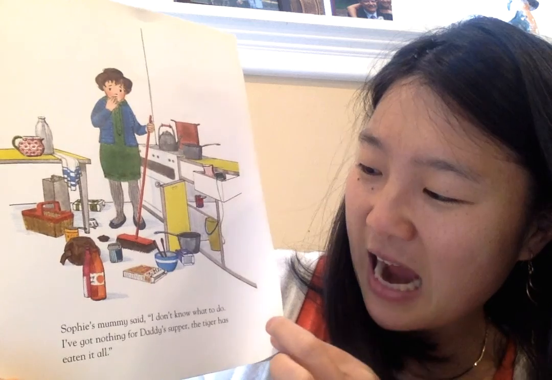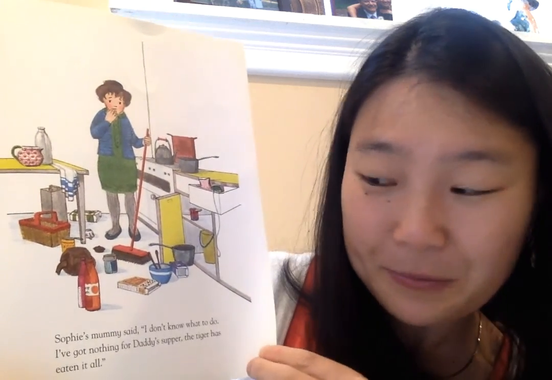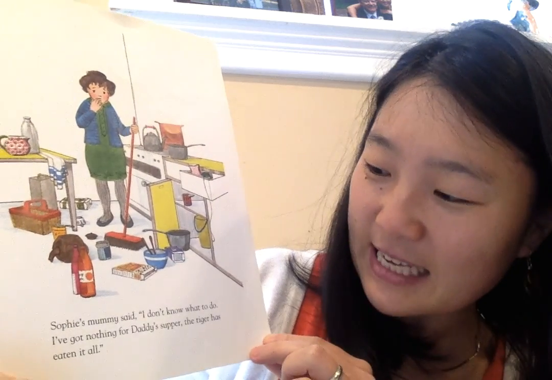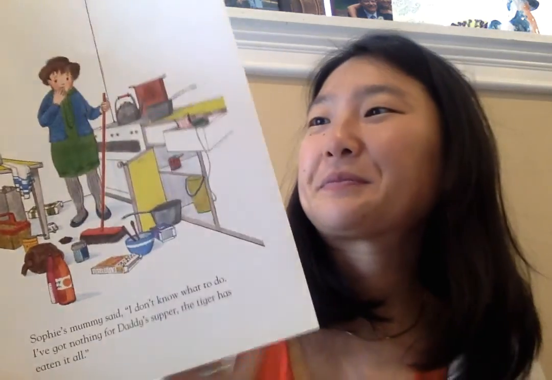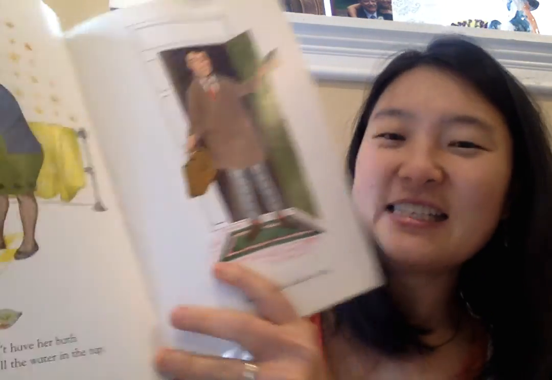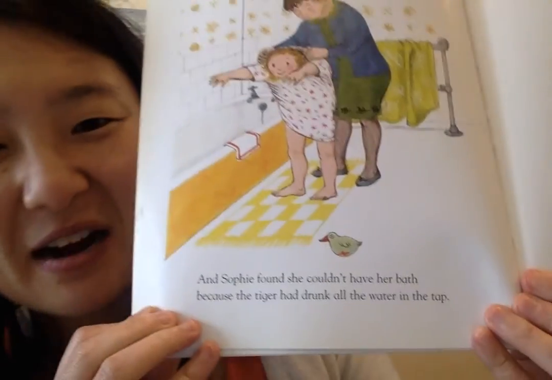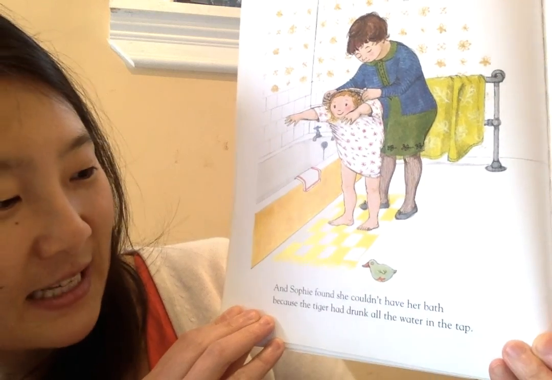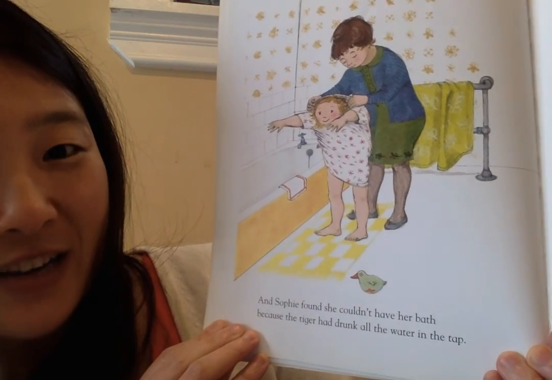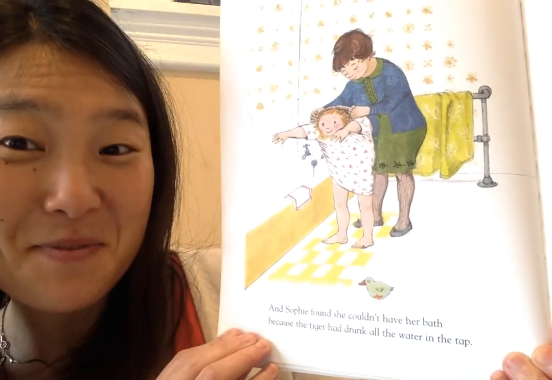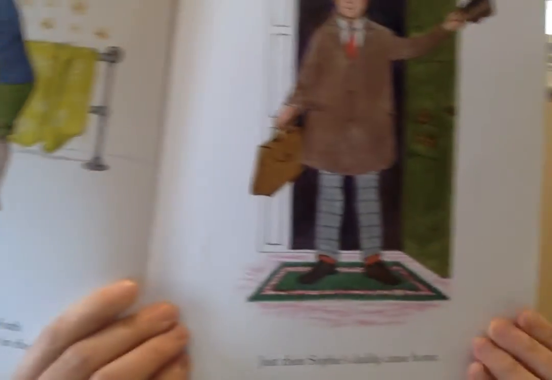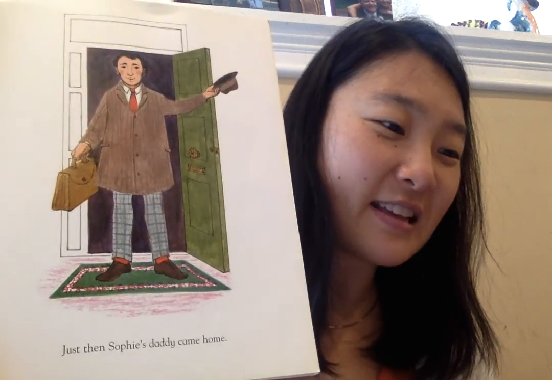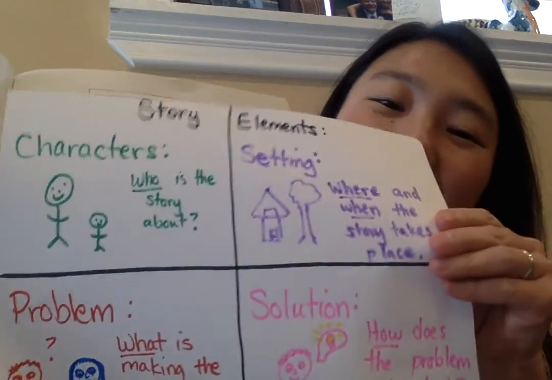Sophie's mummy said, "I don't know what to do. I've got nothing for Daddy's supper, and the tiger has eaten it all." And here's another part of the problem. And Sophie found out she couldn't have her bath because the tiger had drunk all the water in the tap. Another problem. All right, well, a lot of times in a story, this is why these are the story elements.